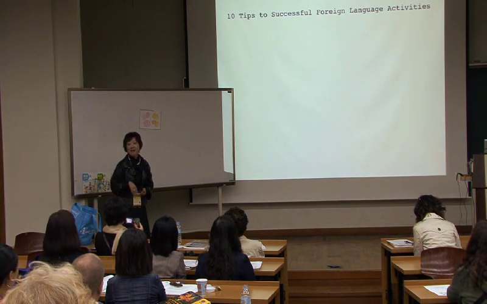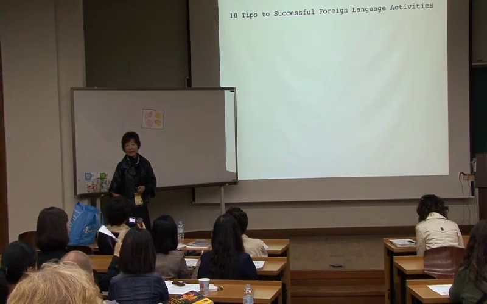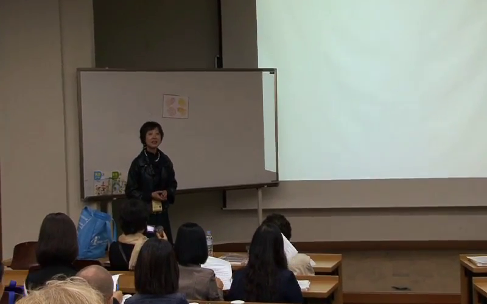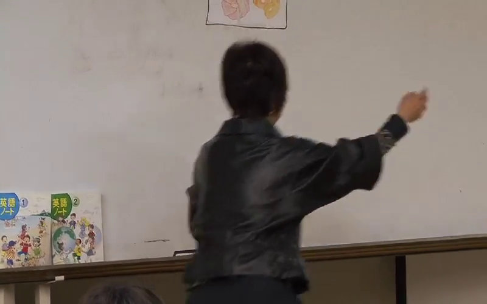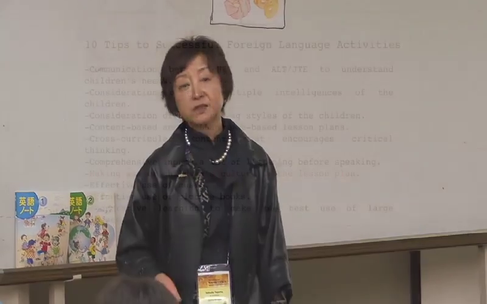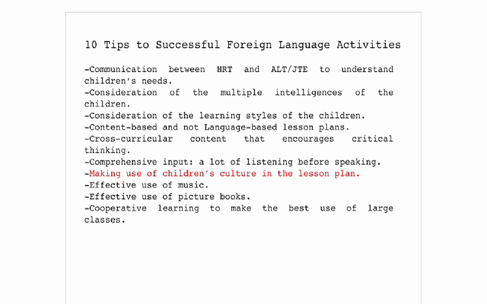So in the past 10 years, I had failures, I had disasters, I had catastrophes, and I had a lot of successes and joyful, happy classes. And through those classes, I learned, and this is on your handout. When an English teacher from outside the school visits and team teaches with the homeroom teacher, the essential thing is communication between the homeroom teacher and the assistant language teacher, or the Japanese teachers of English, to understand the special needs. It's not just special needs, but every child is different.